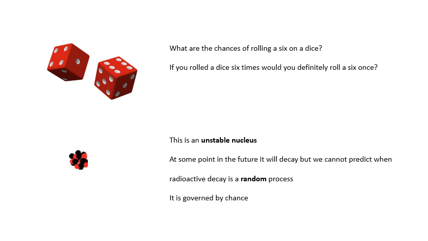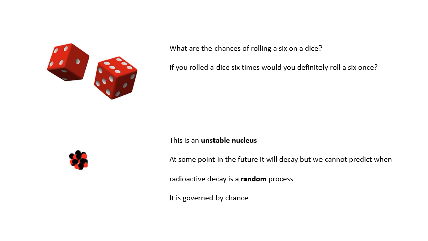Now, here's an unstable nucleus. At some point in the future, it's going to decay. And that's basically, imagine that's like rolling a 6. At some point in the future, you're going to roll a 6, but you can't predict when it will decay, because radioactive decay is also a random process.